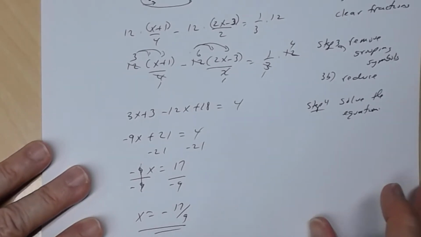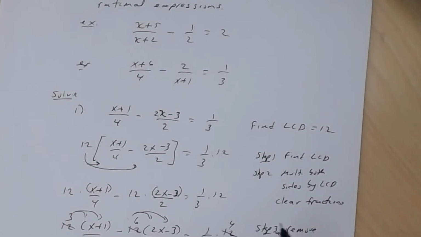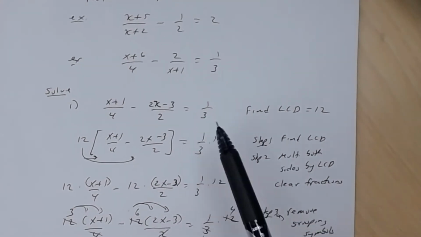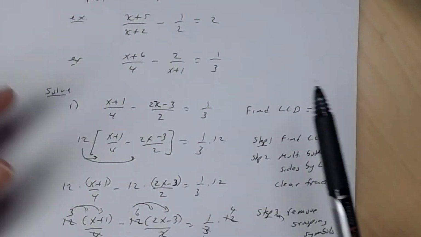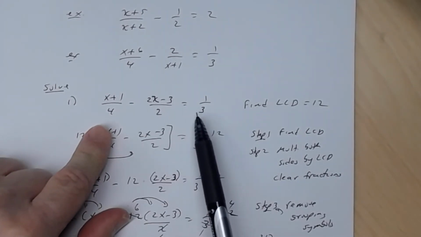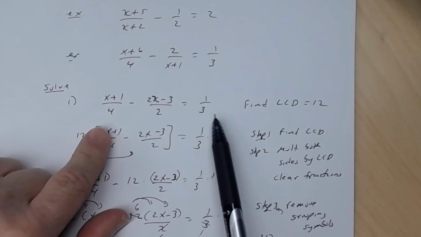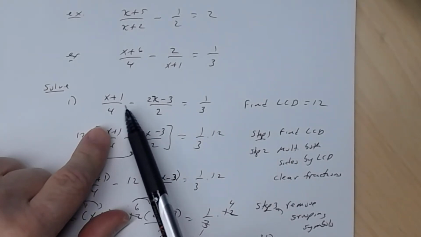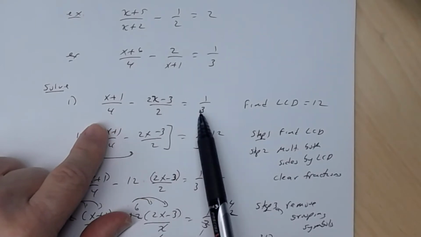Okay? All right. So the first thing you need to do is to find the LCD. So let's review this real quick before we go to another one. You have this rational equation. You need to clear your fractions. So you're going to clear the fractions by finding the LCD. So the LCD is 12. Then you're going to multiply both sides by 12 to clear your fractions.